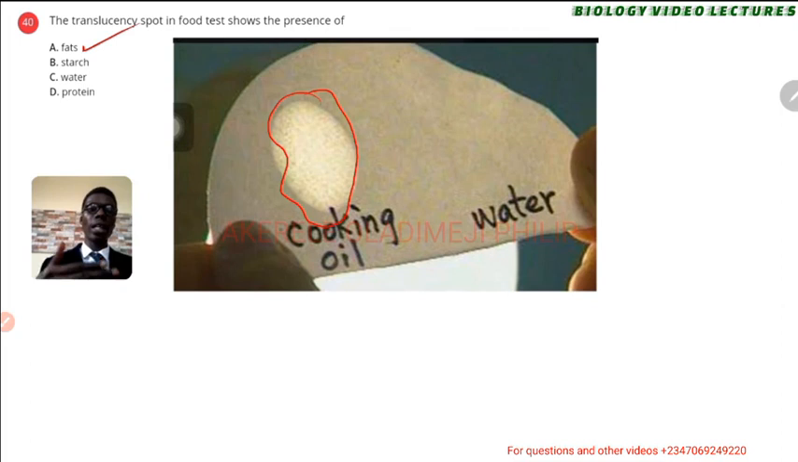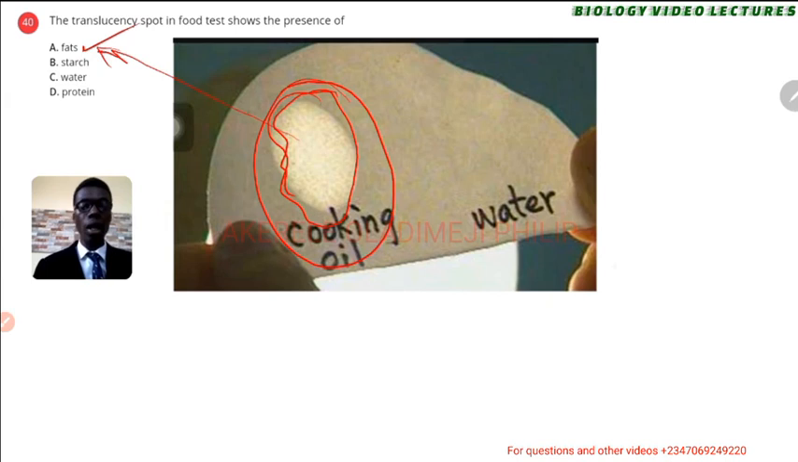Then you put that paper close to a light source. You will see some reflection of light. That's what it means for something to be translucent. Transparent is different. Transparent means that you can see through something. But for translucent, not transparent, you will just see some traces of light on that part of the paper. That shows that the substance is oily, which is fat. Where there was water, you won't be able to see anything really, because it does not allow light to pass through. So that is a test to confirm that something has fat in it.